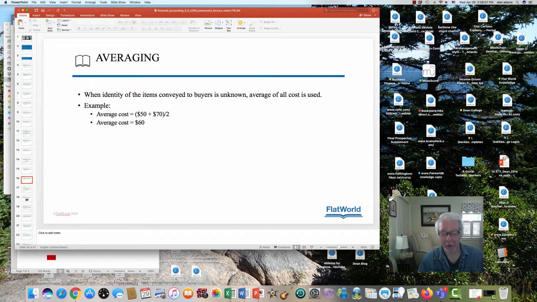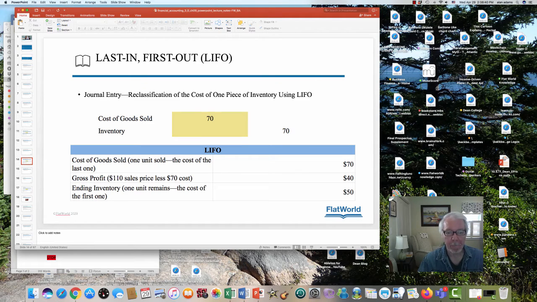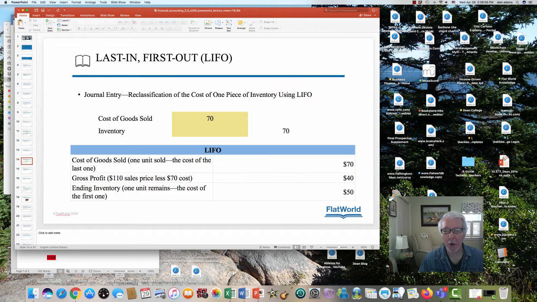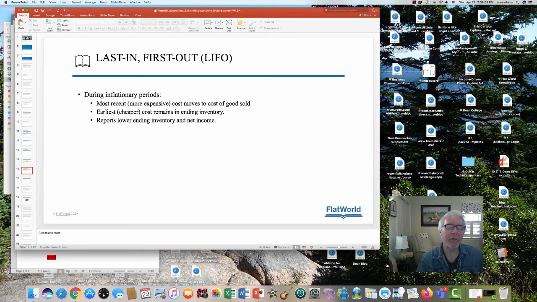And there you have FIFO and LIFO. Now you'll notice something. Cost of goods sold under LIFO was $70 and ending inventory was 50. Okay, under FIFO, cost of goods sold was 50, ending inventory was 70. No matter what happens, those numbers, ending inventory plus your cost of goods sold, must add up to $120. That doesn't change. All we're doing here is playing with which item goes to cost of goods sold and comes out of inventory. This is all a shell game, ladies and gentlemen.